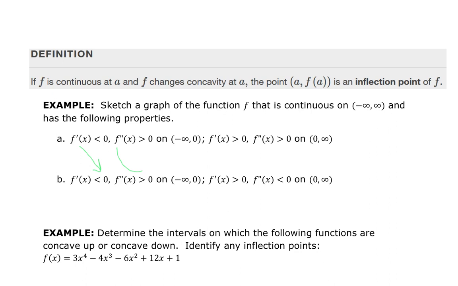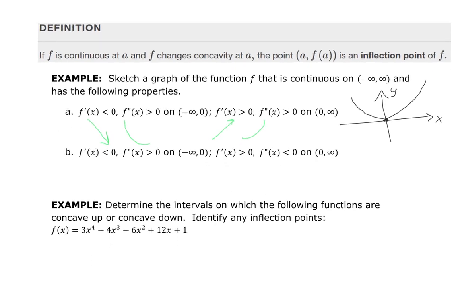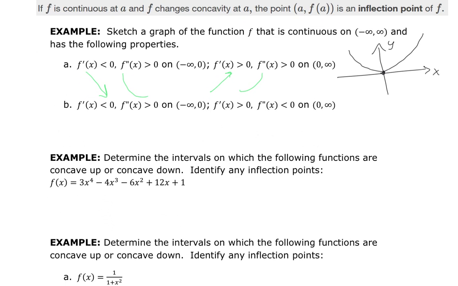On the interval between 0 and infinity, my first derivative is positive. That means I am increasing. And my second derivative is greater than 0, so I'm also concave up. So bringing this information together, notice how when I read through there, I kind of drew the shape. So I'm concave up. Right there at 0, I'm concave up, and I'm going from decreasing to increasing. So that's a sketch of the graph. It could look like something else, but it looks like that as an example.